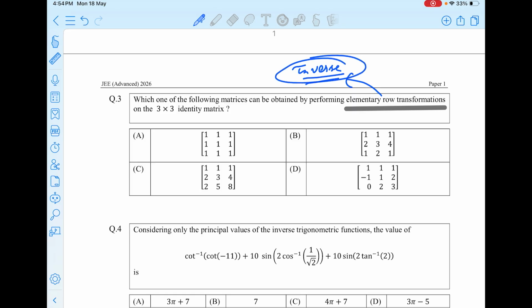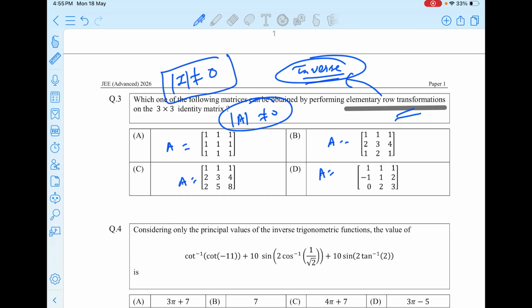That means when you apply elementary row transformation to an invertible matrix, after applying the row transformation, the matrix remains invertible. So in all four options, suppose this is matrix A, you have to just check where determinant of A is not 0. Why? Because they are applying row transformation on identity matrix. For identity matrix, determinant is not 0. So you have to find the A such that its determinant is not 0. And after that you can just find the answer. It's very easy to find the determinant of A.